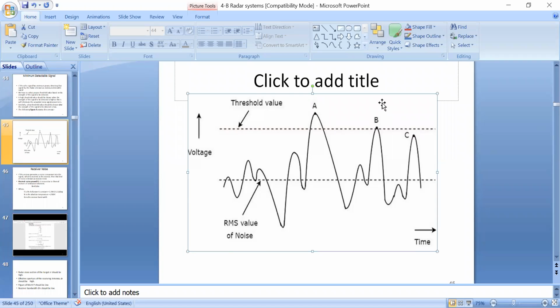This is called a false alarm. It is called a false alarm because it is identified as a target, but originally it is not a target. Because of noise power influence, it is identified as a target. So in such a case, this is called a false alarm. Actually, this is our original target, but because of low power levels, it is not reaching the threshold level. So that's why it is called missed detection.